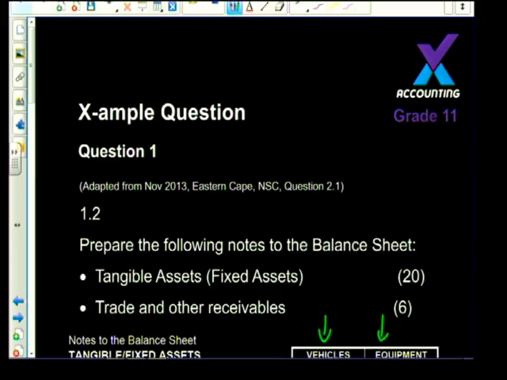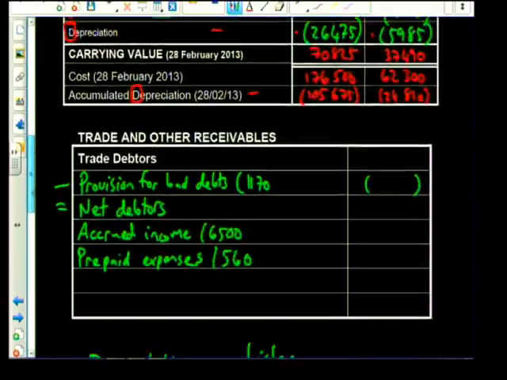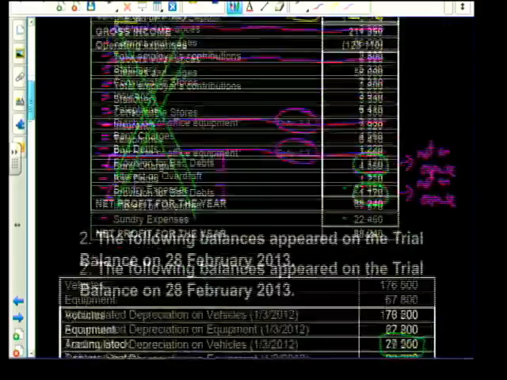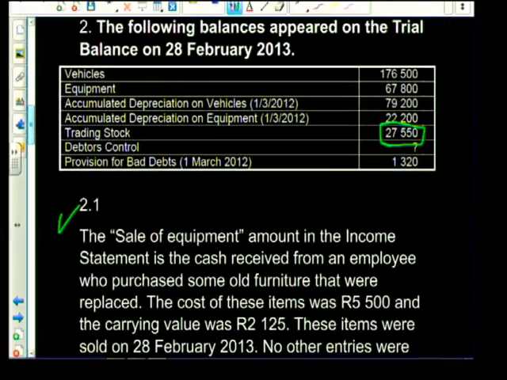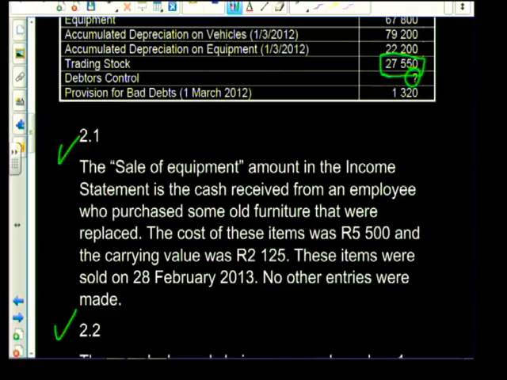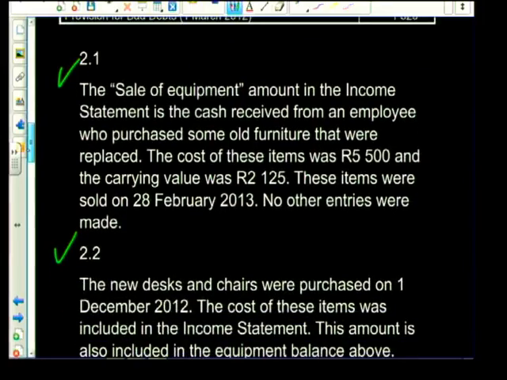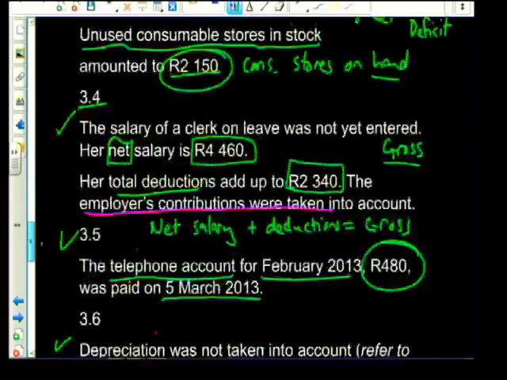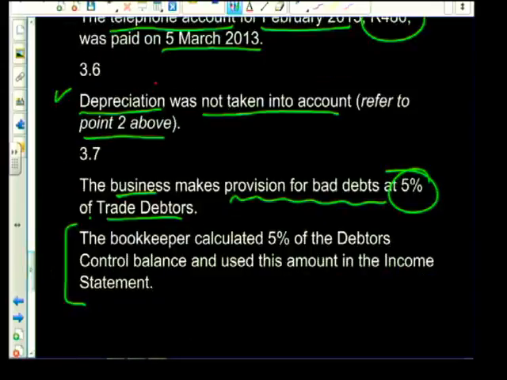So you're going to go to your debtors control account and you're going to see here in trade and other receivables that we have a provision for bad debts of 1170. Here it is, 1170. We need to check whether that figure is correct. So what we're going to do is go to our balance sheet and find our debtors control, and we don't know what this debtors control amount is. There is a question mark over here. But what they do tell us is that the provision for bad debts was calculated at 5% of the debtors control balance, and they used this 5% in the income statement.